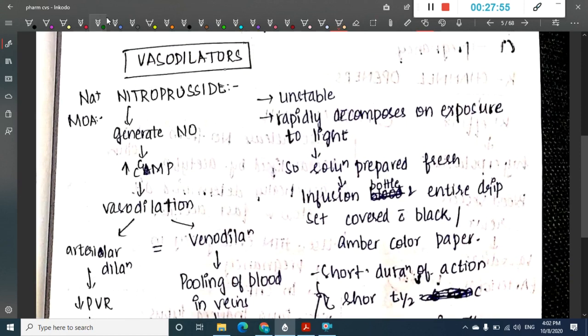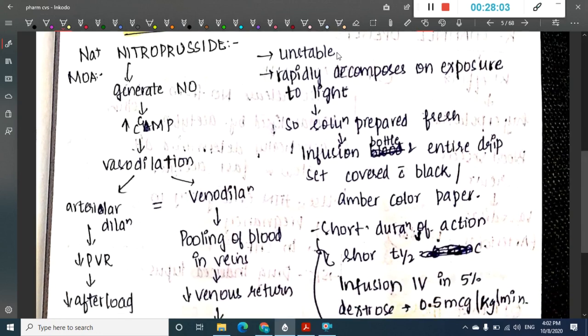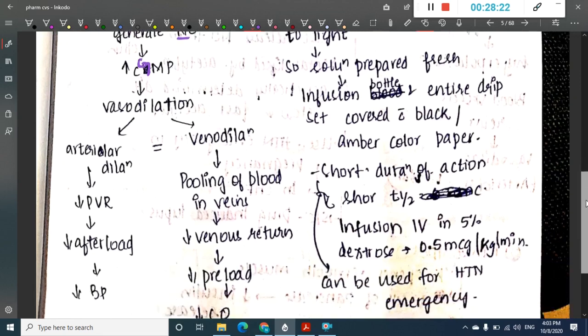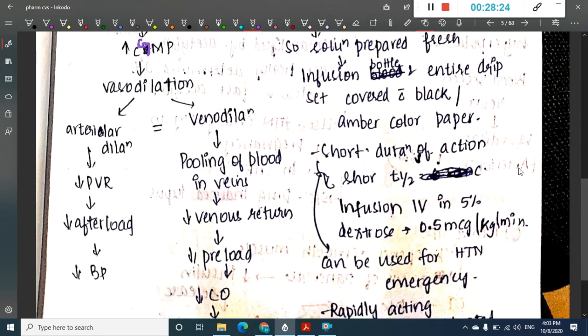Next, the next group of drugs, if you see, are vasodilators. In the vasodilators, we have the first vasodilator, which is sodium nitroprusside. So what does sodium nitroprusside do? As the name says, this has a nitro group, so it generates nitric oxide. Once it generates nitric oxide, cyclic GMP is increased. This increased cyclic GMP will cause vasodilatation. This vasodilatation will be present both in arteries and in the veins.